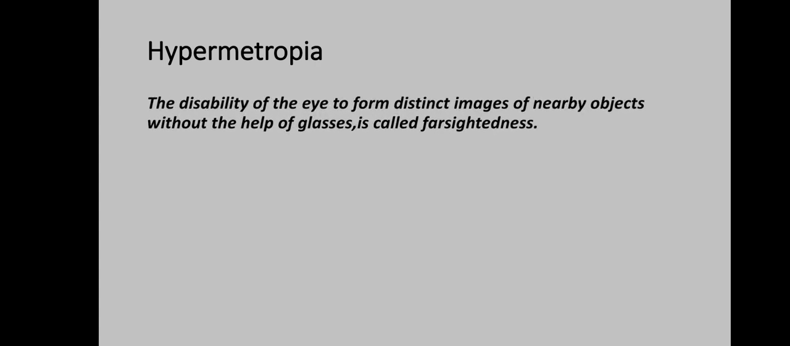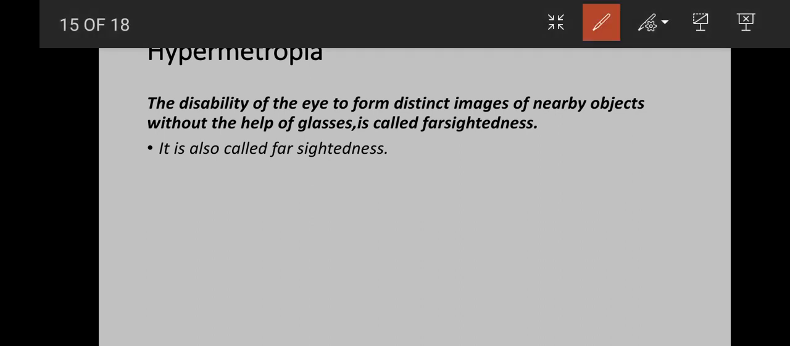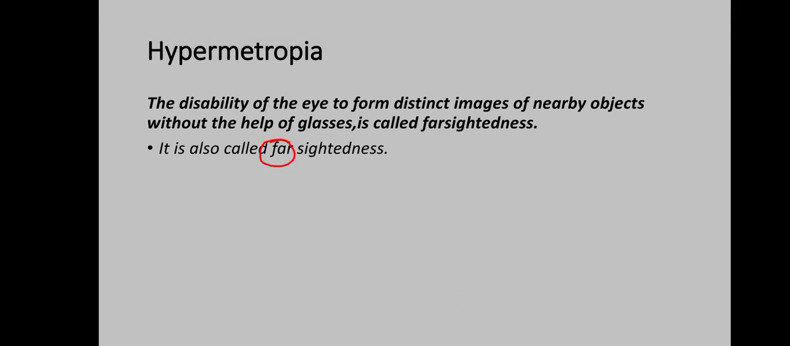The second defect is hypermetropia, the disability of an eye to form distinct images of nearby objects without the help of glasses. It is the defect which arises when the eye is unable to see nearby objects without the help of glasses. It is called farsightedness. It is also called long-sightedness. Hypermetropia is also called farsightedness.